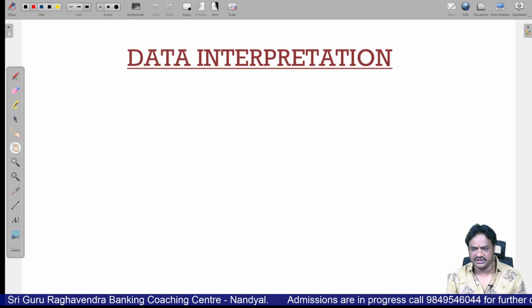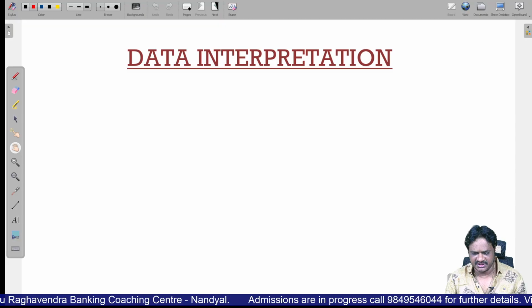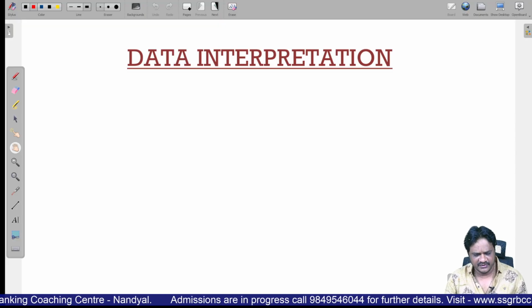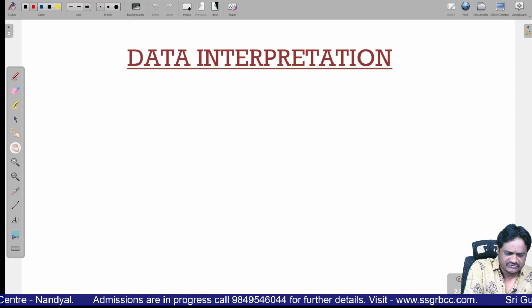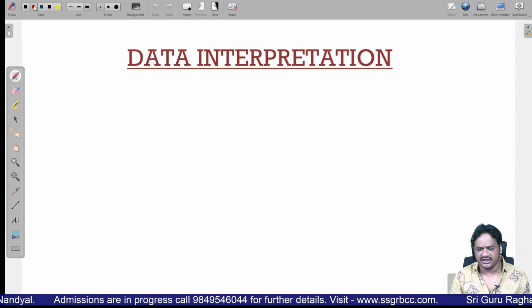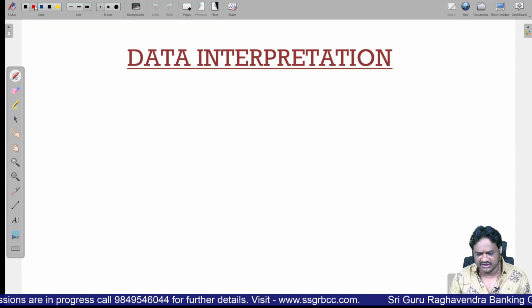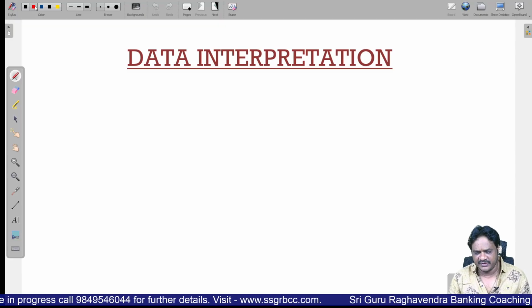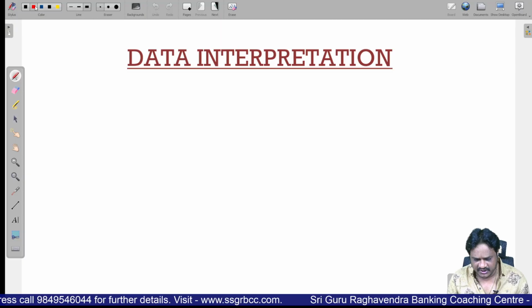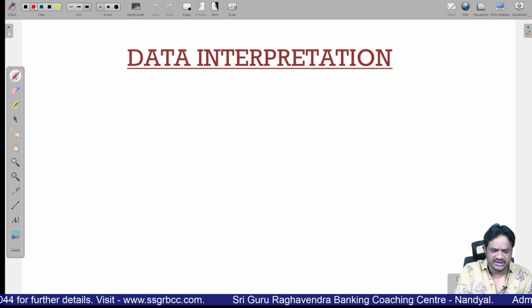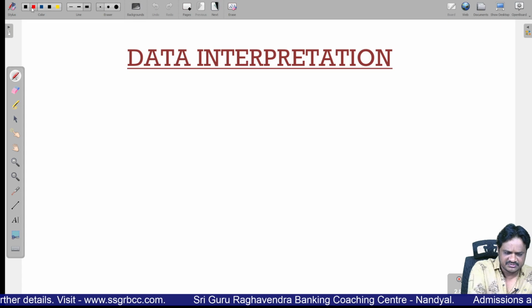Okay, today we will discuss data interpretation and data analysis. These play a very important role in the mains exam as well as the prelims exam. So first of all, what is meant by data interpretation and data analysis? You will be given one data set, and below each data set, you will have some 4 or 5 problems.